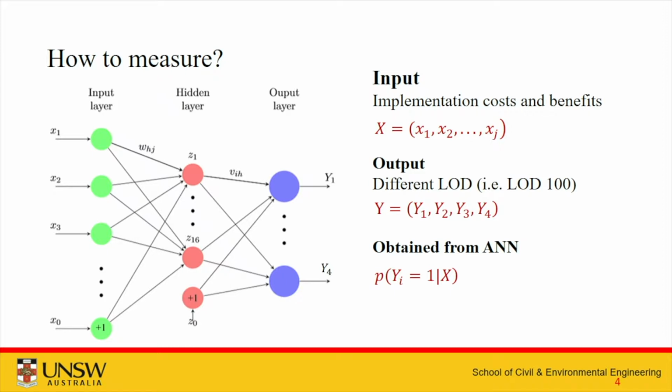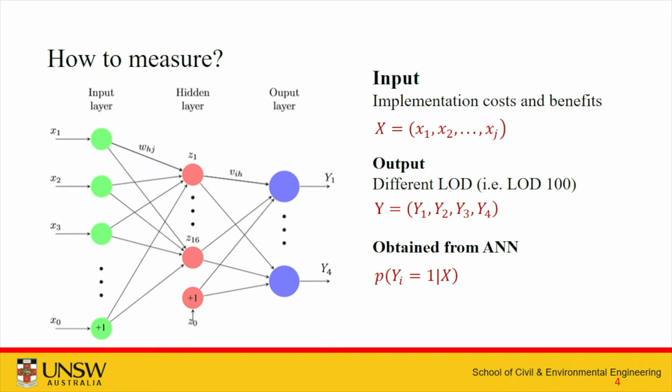So what can we get from the neural network? It will be a posterior probability that LOD i has been adopted. I have to clarify that not all neural networks' output can be considered as a posterior probability. It just works for several particular neural networks. For example, the one that I am using is trained with backpropagation and stochastic gradient descent.